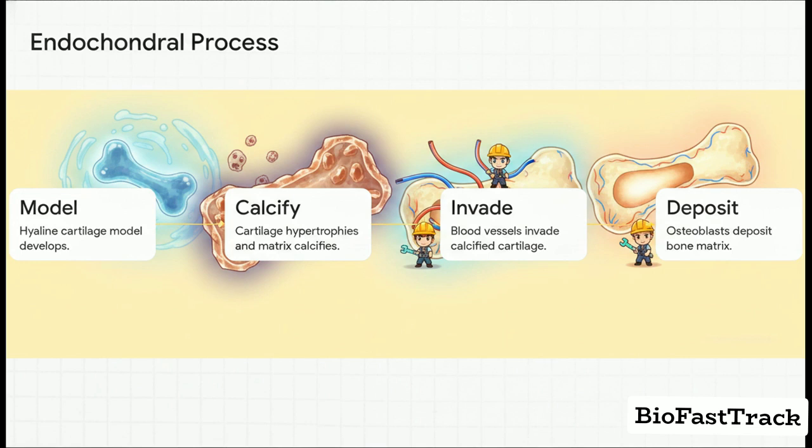First, a tiny hyaline cartilage model of the bone develops in the embryo. Step 2, the cartilage cells grow really large, they hypertrophy, and the surrounding matrix begins to calcify and harden. This actually shuts off their own nutrient supply. So step 3, because that tissue is dying, blood vessels invade the area, and they bring along our construction workers, the osteoblasts. Finally, in step 4, those osteoblasts get right to work. They deposit real bone matrix over the calcified cartilage remnants and hollow out the center to form a primary marrow cavity. It's this beautiful, meticulous replacement of a temporary template with hard, vascularized bone tissue.